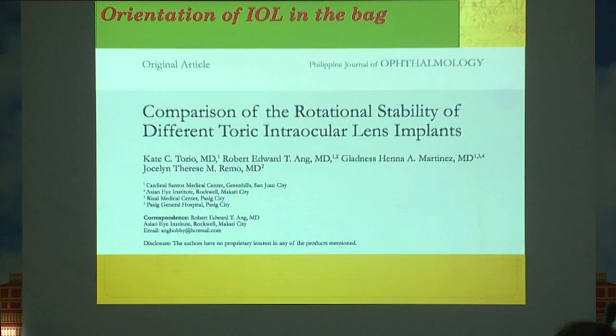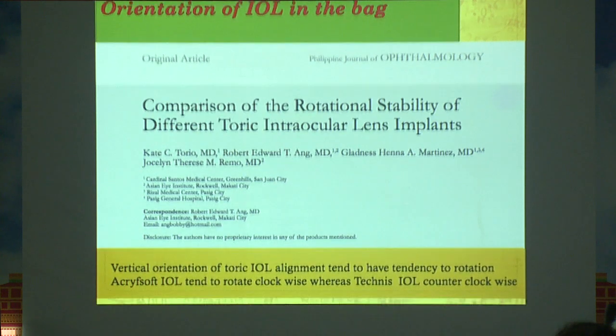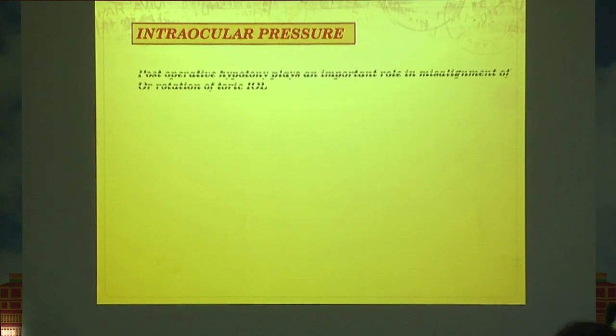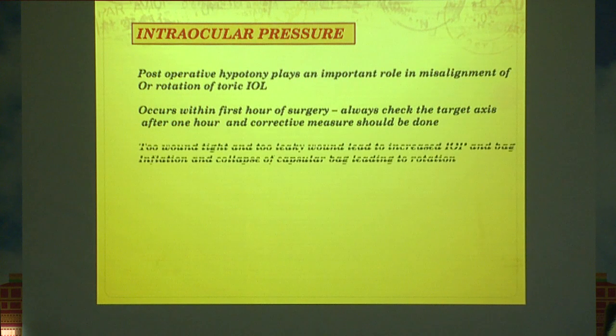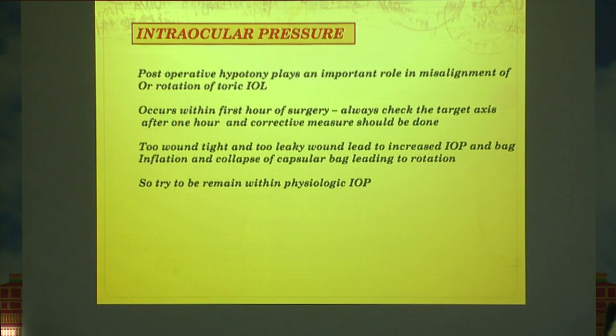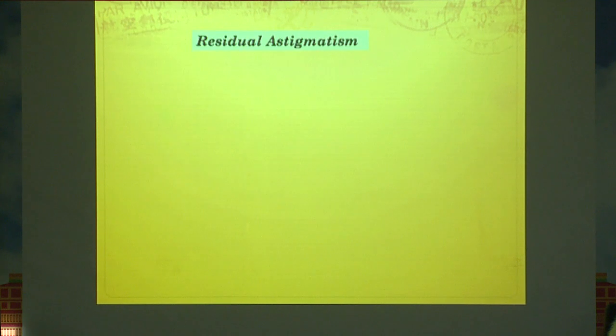Rotational stability, already talked about it, and intraocular pressure, like post-operative hypertony, plays an important role in misalignment or rotation of the toric IOL, and it occurs within the first hour of the surgery. So always check the target axis after 1 hour, and corrective measures should be done. A wound that is too tight or too leaky leads to increased IOP, bag inflation and collapse of the capsular bag, leading to rotation. So try to remain within the physiologic IOP.